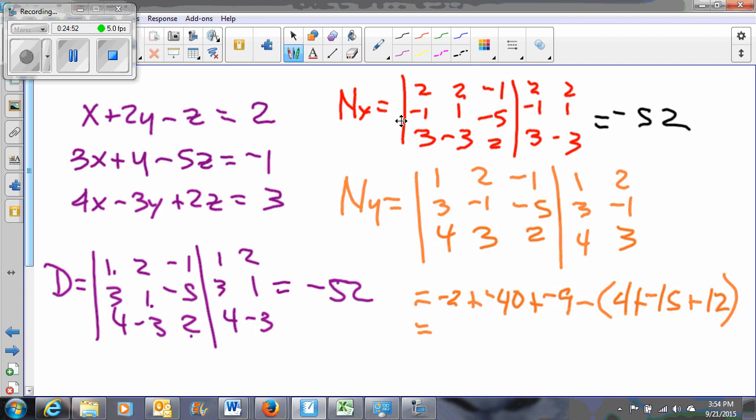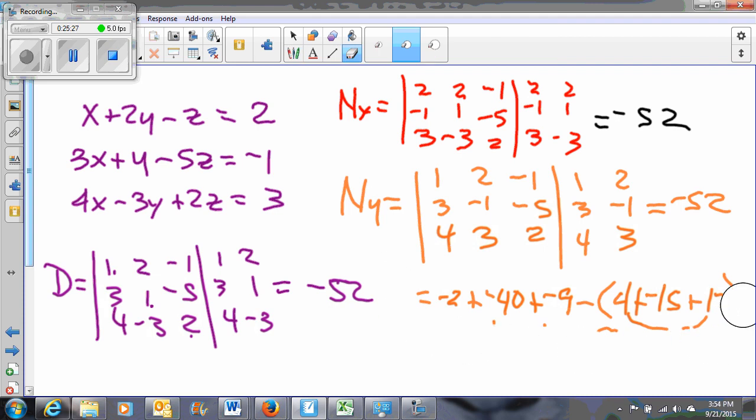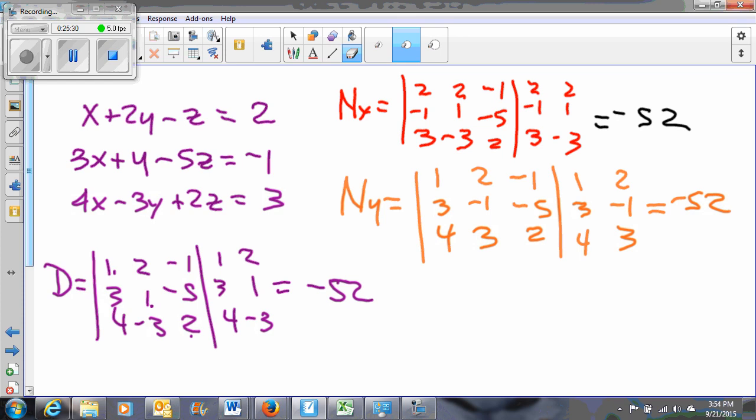Okay, so this becomes negative 51. Negative 2 plus negative 40 is negative 42. Negative 42 plus negative 9 is negative 51. And from that, we're subtracting, whoa, look at this. 4 plus 12 is 16. 16 minus 15 is 1. So we're subtracting 1. Negative 51 minus 1 is negative 52. All right, so for n sub y, we're getting negative 52 again. I'm going to put that here and erase what we've got here. Hopefully there'll be enough room to get n sub z in here.